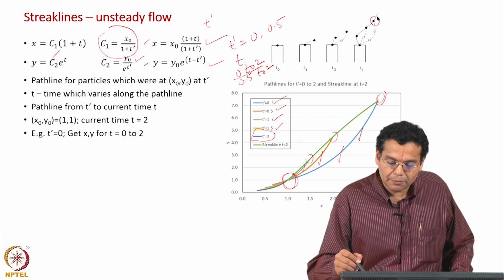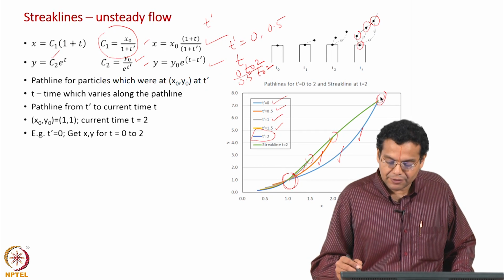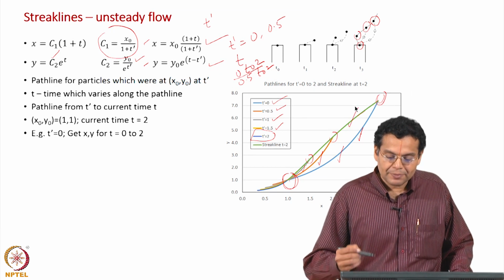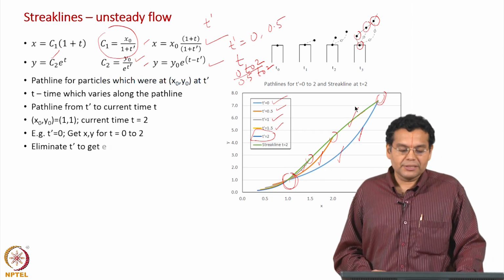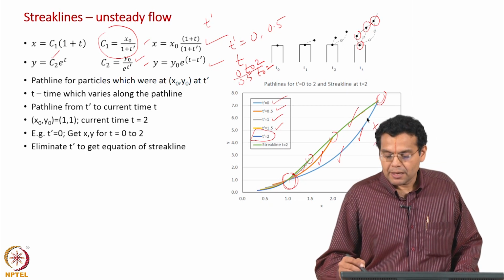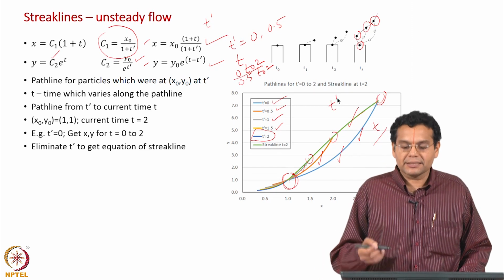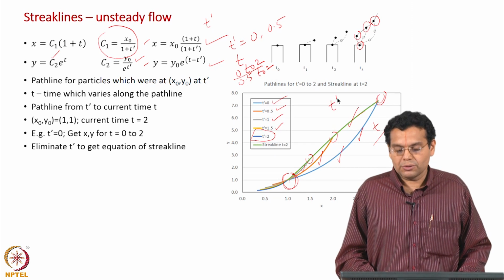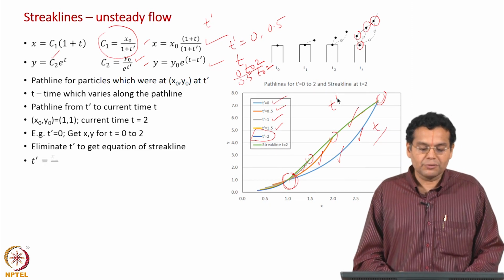The streak line is obtained by connecting the end points of all the path lines, and if you do the same procedure here and then connect by a smooth line, you get the streak line. The other way of doing that is this: for a path line, t varied along the path line, but for a streak line what varies is t dash, the time at which different particles enter at our location 1 comma 1. That t dash varies from 0 to 2, and so in this case we eliminate t dash to get the equation of the streak line. How do you do that?